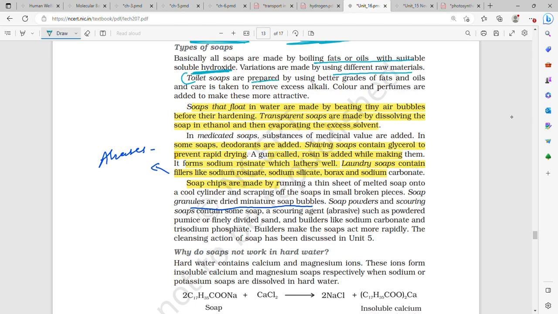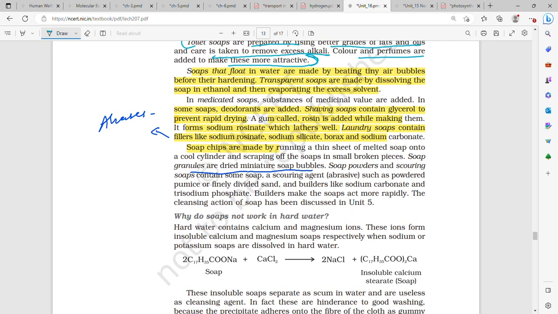So toilet soaps are prepared by using better grades of fats and oils, and special care is taken to remove excess alkali. Colors and perfumes are added to make these more attractive.